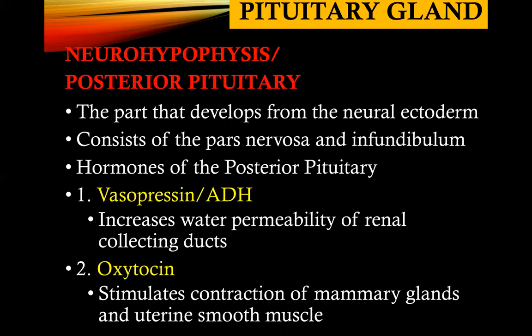Oxytocin is actually responsible for induction of labor in pregnant women, as it stimulates the contraction of the uterine smooth muscle. So usually, if you have a uterine contraction every 5 minutes, that pregnant woman will enter the state of active labor, and that is because of the hormone oxytocin.